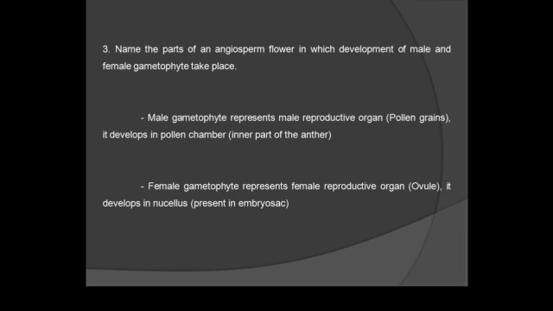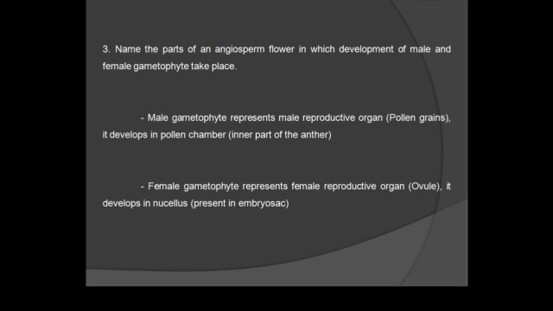So the female gametophyte is represented by the female reproductive organ, that is the ovule, and it develops in the nucellus. So the nucellus is a part of the embryo sac. The embryo sac consists of a nucellus. Inside the nucellus we find a central cell. The central cell bears antipodal cells, and then egg apparatus, and then the secondary nucleus. So all these are present. So the embryo sac is considered as the female gametophyte.